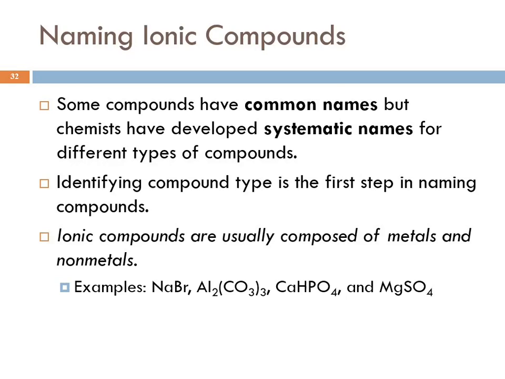Writing formulas for ionic compounds. What about naming them? Some compounds have common names. These are kind of like nicknames. They're just like seemingly arbitrary names. But chemists have also developed a system of systematic names for different compounds. And this generally is called nomenclature, and it's usually not a favorite topic of students.